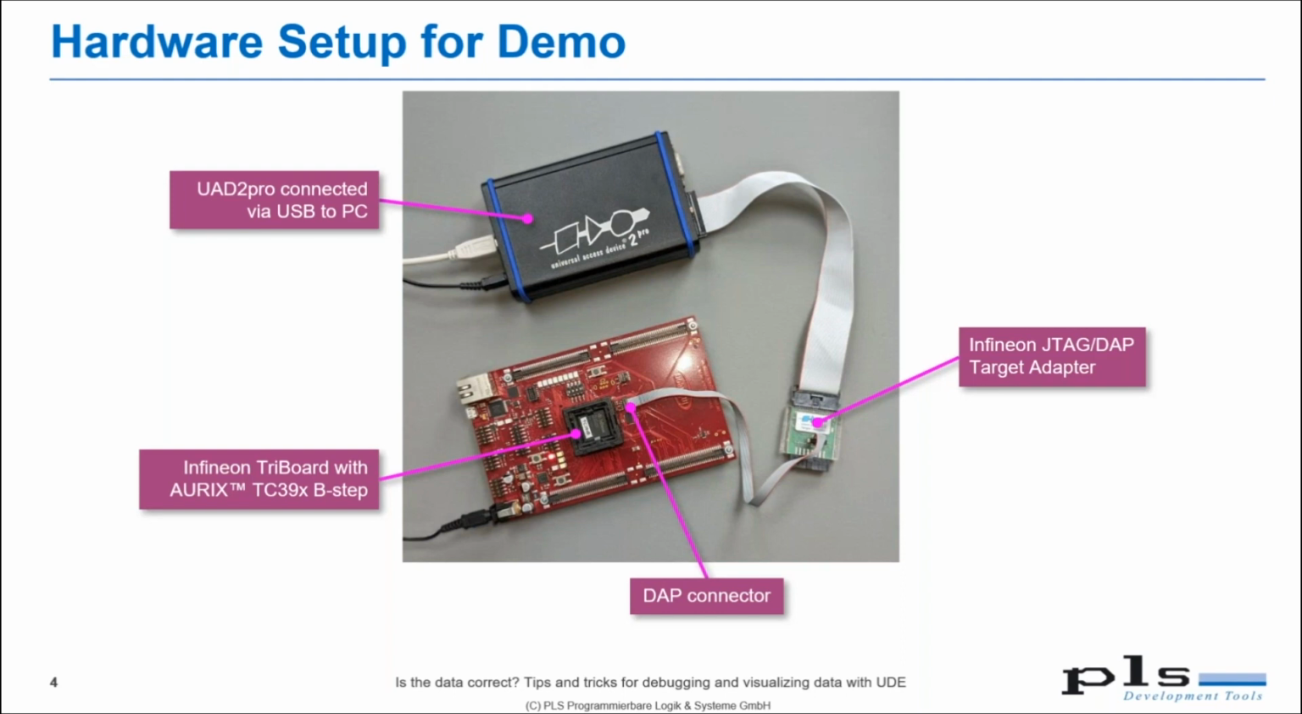We are using a UAD2 Pro device from our Universal Access Device family to get access via the DAP interface to the Infineon TriBoard with the TC39. And the debugger hardware, the access device, is connected using USB to my PC.